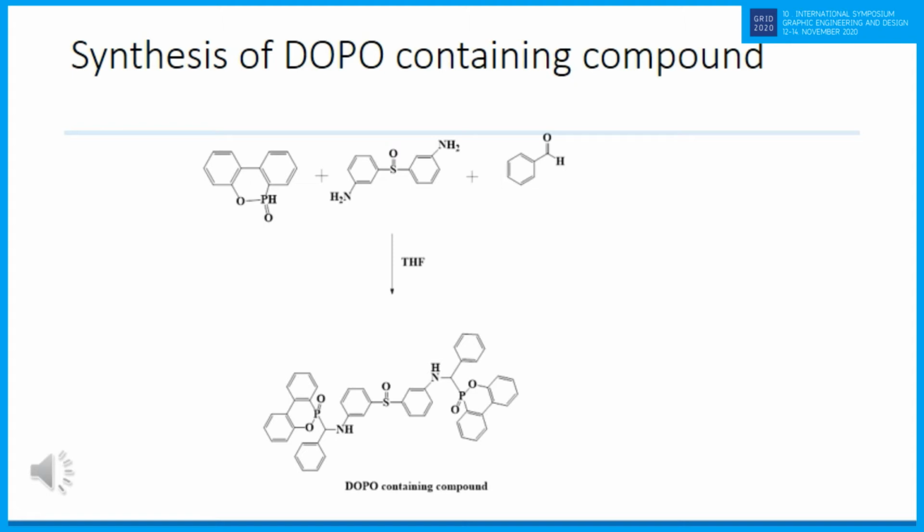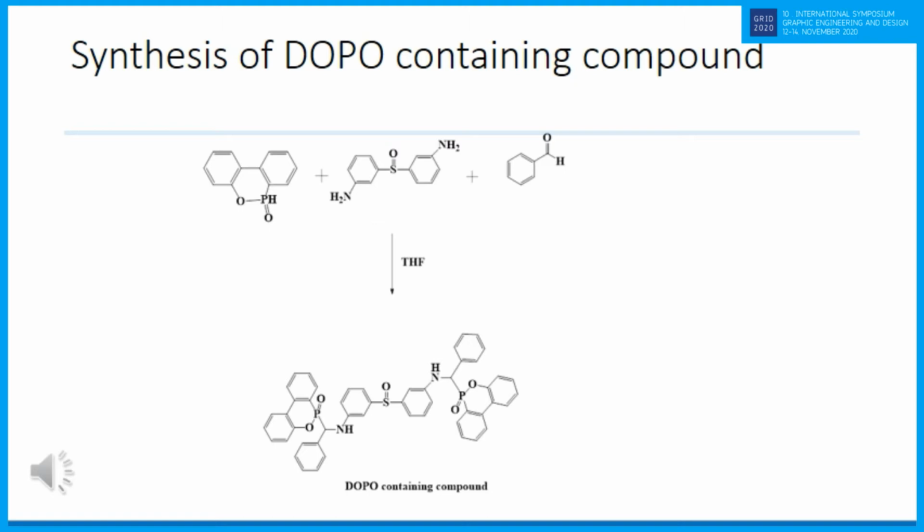64 millimole DOPO, 32 millimole 3-aminophenylsulfone, and 64 millimole benzaldehyde were dissolved in tetrahydrofuran. The mixture was stirred at 30 centigrade for 24 hours under a nitrogen atmosphere. The mixture was filtered and then white product was obtained.